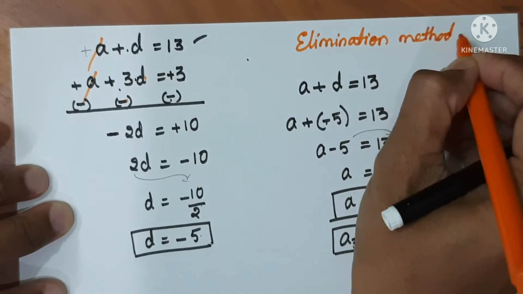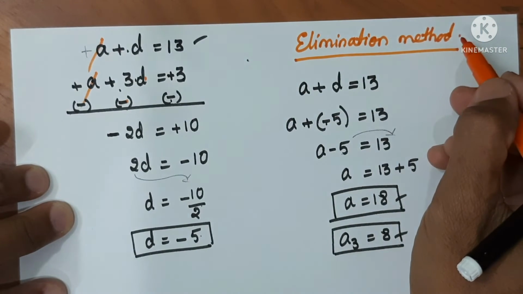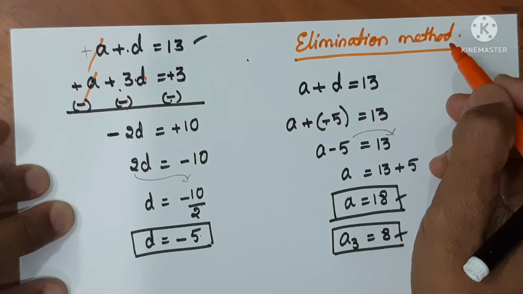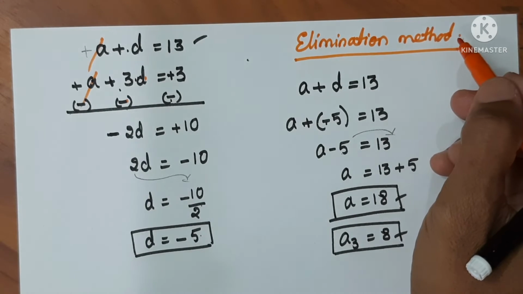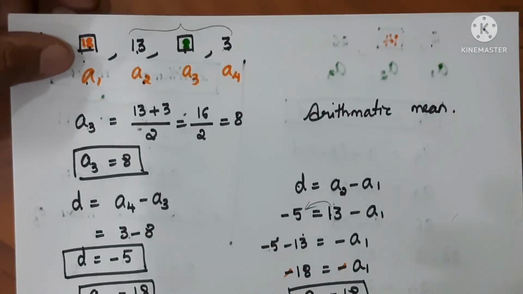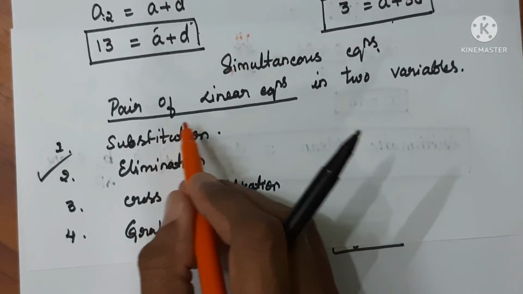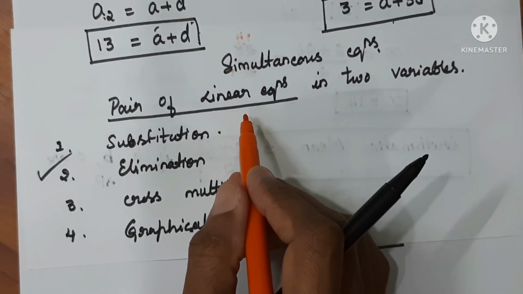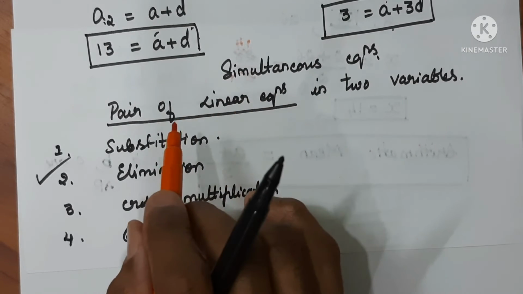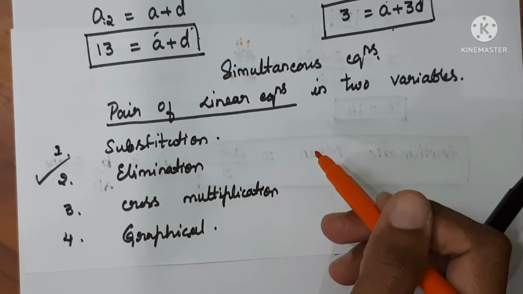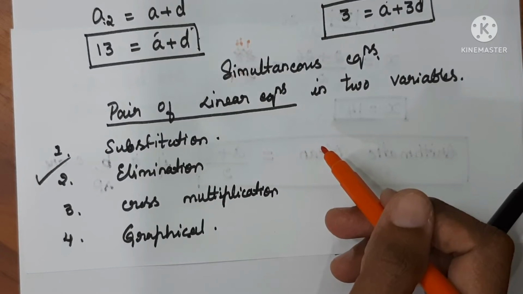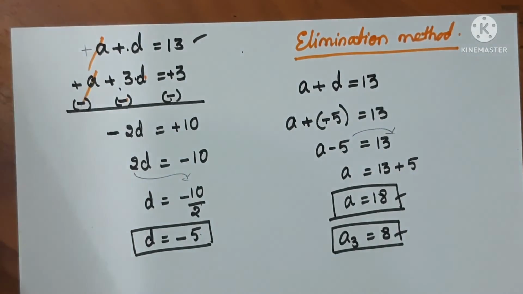You are going to learn about this elimination method and also pair of linear equations in the third chapter, that is, pair of linear equations. Here we have solved the second equation by using the arithmetic mean formula and also the pair of linear equations method. You can find the answer using any of these methods. Whichever you find easy, you can follow that method. Now let us take the third one.